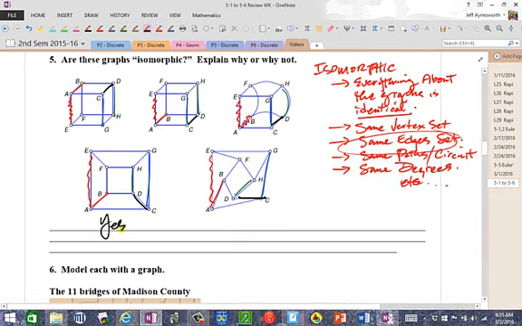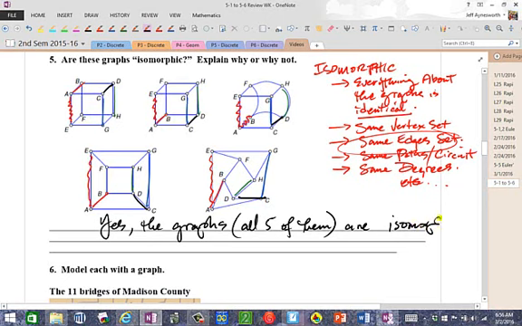The graphs, all 5 of them, are isomorphic, because they have the same set. All right, and that's what you got to know.